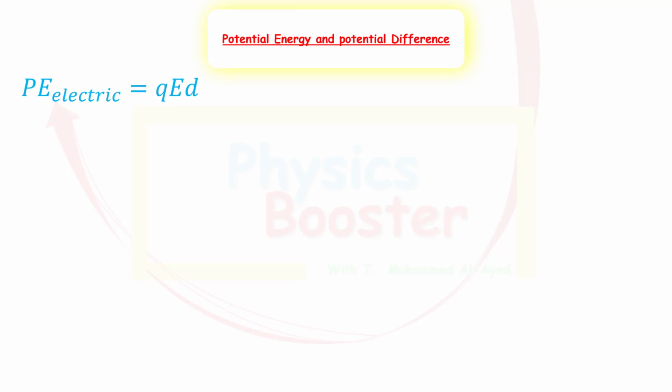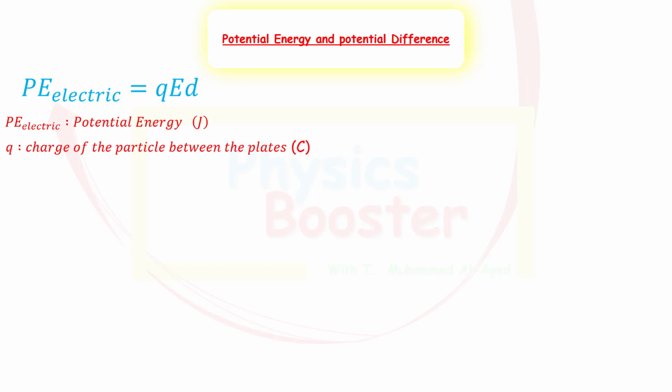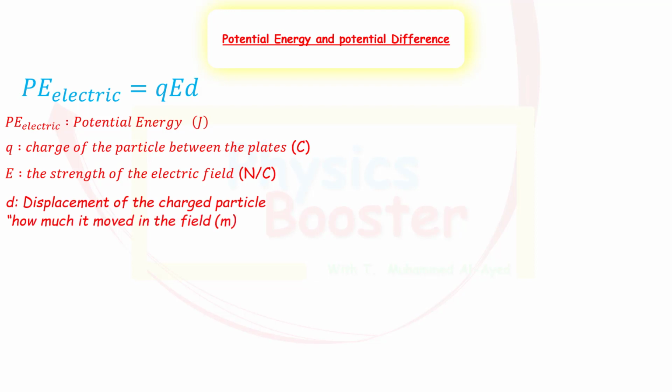Now, the equation to calculate the potential energy that was given to this charge is very easy and straightforward. It's equal to Q multiplied by E multiplied by D. PE stands for the potential energy and its unit is joules. The unit of the charge is Coulomb, and the strength of the electrical field, we will call it E, we learned from the previous lesson. And finally, D is the displacement of the charged particle. In other words, how much did this particle move in this field? So actually the distance between the plates plays a huge role in the potential energy.